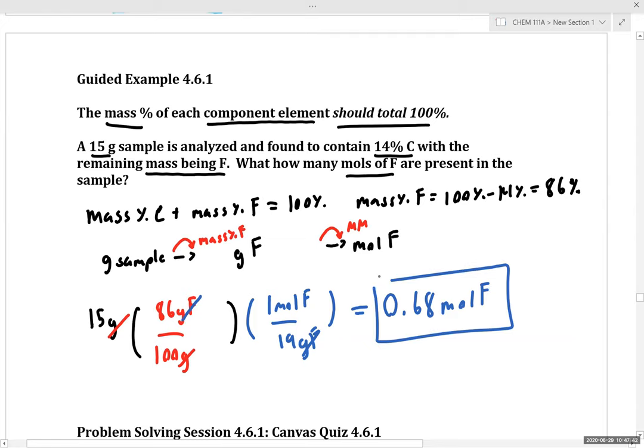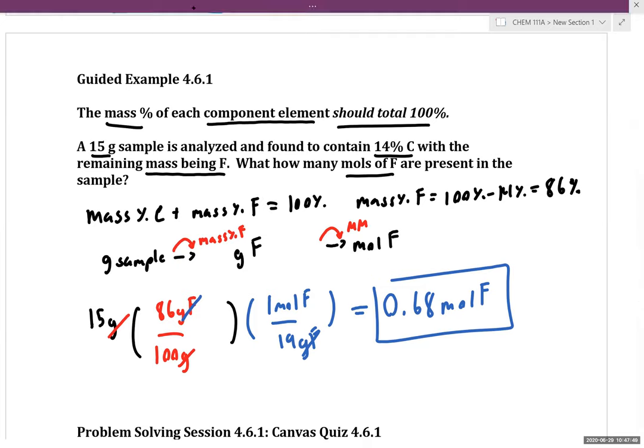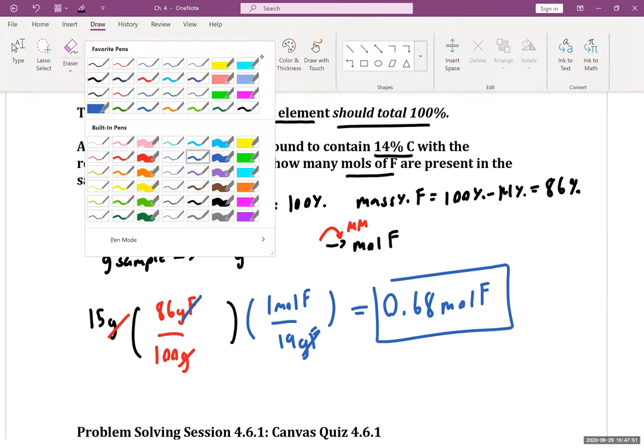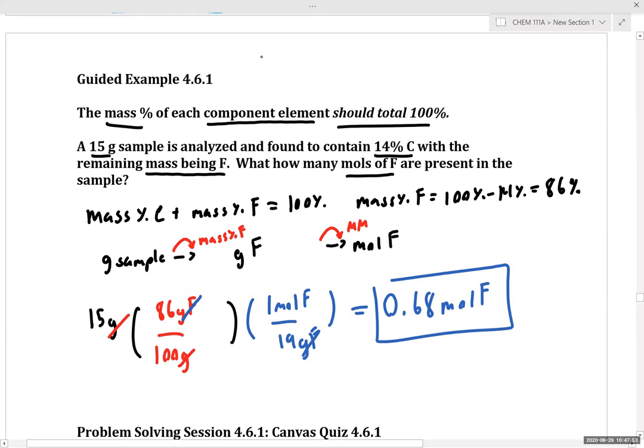So just remember that the total of all of your mass percentages should add to 100 if you're accounting for every single component in your sample. Since we know that this sample only has carbon and fluorine, we can solve for the mass percentage of fluorine and then use that to complete our calculation. Any questions on this example?